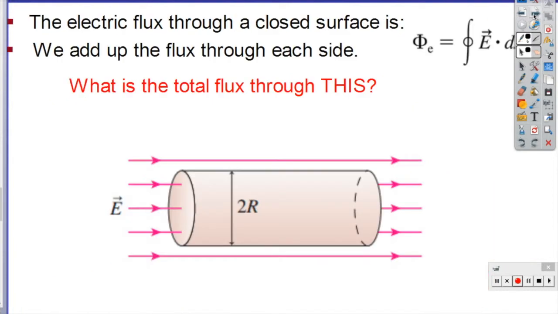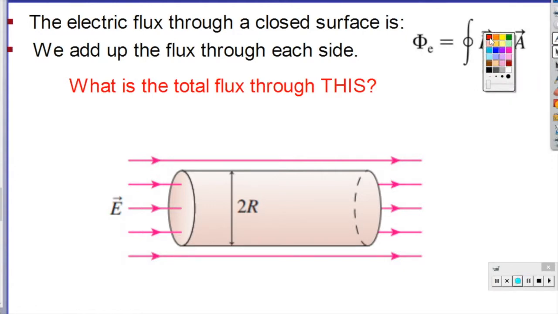So let's take an example of this. Let's look at this cylinder. What is the total flux through here? I want you to take a moment and try to work out the total flux through here. Well, if you said zero, you were right on track. But let's break it down a little bit more and look at our different faces.